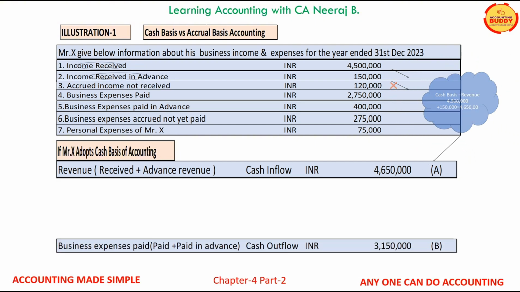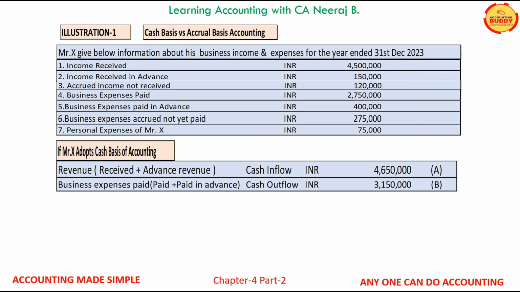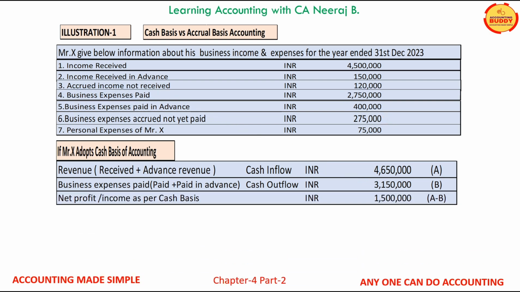Now business expenses of 3.15 million will be considered, which comprises of 2.75 million business expenses paid and 400,000 business expenses paid in advance. Please note that accrued expenses of 275,000 will still not be considered. Therefore, net profit of the business under cash basis of accounting in this example will be 1.5 million.